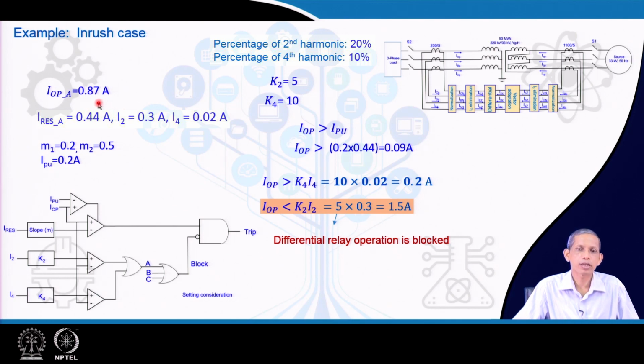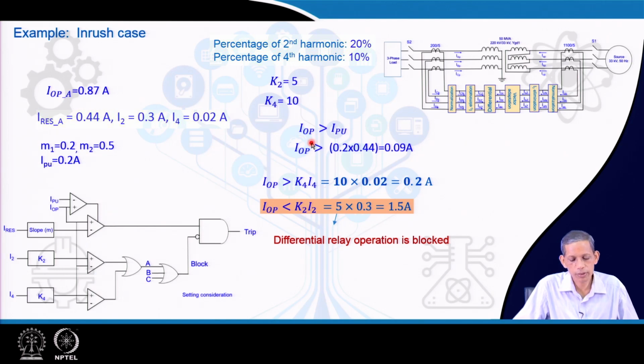And in our earlier calculations we have seen the corresponding I operating current is 0.8 ampere, and I restraining equals 0.44 ampere. I2, the corresponding second harmonic component at a given instant of time, is 0.3 ampere, and the I restraining in phase A happens to be 0.02 ampere. Now for this, M1 and M2 are considered to be 0.2 and 0.5, and in that case we go for IP equals 0.2 ampere or so.